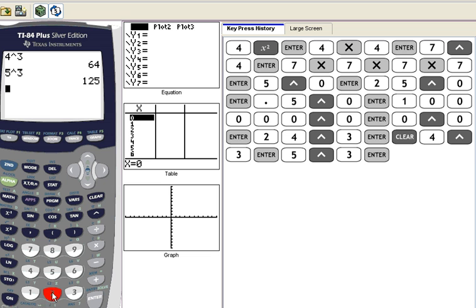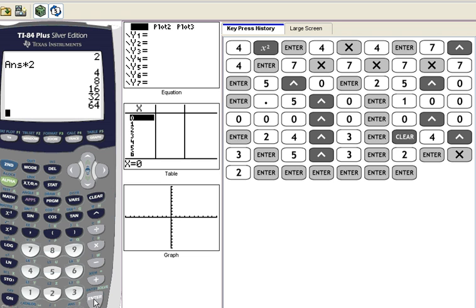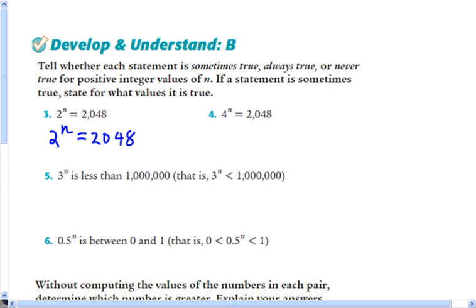All right, I think the best way to do that is to just do powers of 2. Start with 2 to the first power, which is 2. Then multiply by 2. So now I have 2 to the second power, and I can just count as I go. 3rd, 4th, 5th, 6th, 7th, 8th, 9th, 10th, 11th, and there it is. So 2 to the 11th power is 2048. So it is sometimes true when n equals 11.